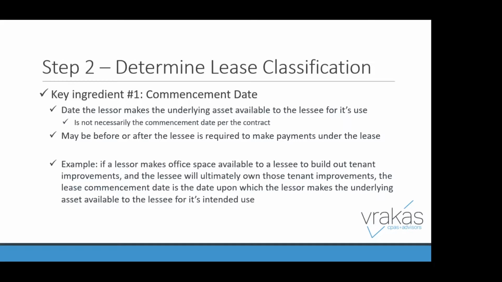So a common example that we see a lot of times is if a lessee is leasing office space and the lessor makes the office space available to the lessee maybe 3 or 6 months ahead of time so that the lessee can build out some tenant improvements. In that case, the commencement date would be the date upon which the lessee gets access to the space. It's not the date upon which the lessee begins making payments or the date upon which the lease might call the start date or commencement date. And that's going to become a very critical difference and determination as we move forward and talk about some of the other components in lease determination.